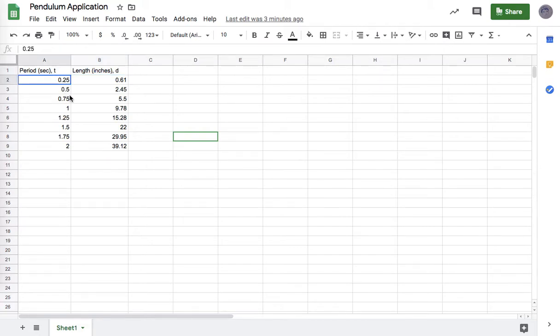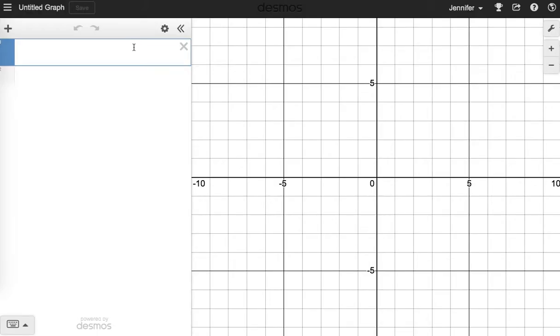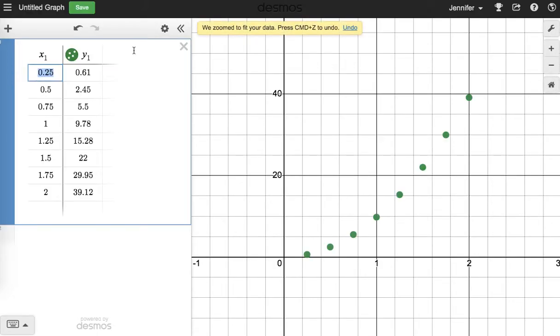So the first thing I'm going to do is copy this data and drop it into my Desmos file. And I'm going to take a look at this data. Now, if we look at this data, it doesn't look linear. It looks more quadratic, or it looks like the right half of a parabola.